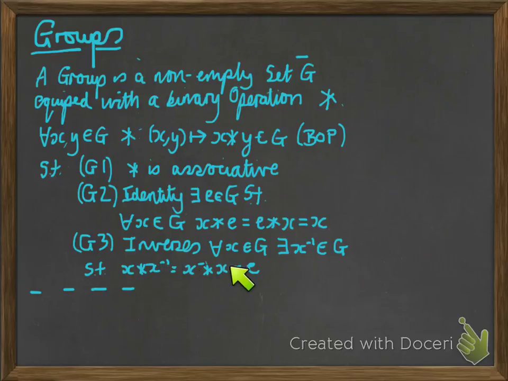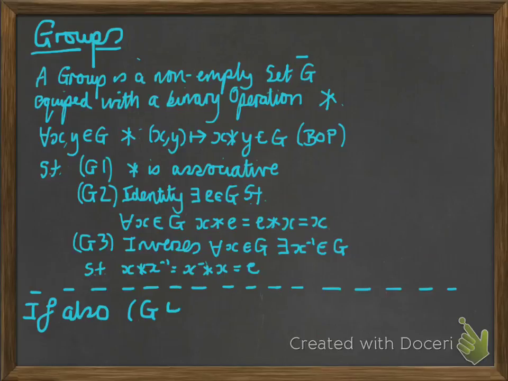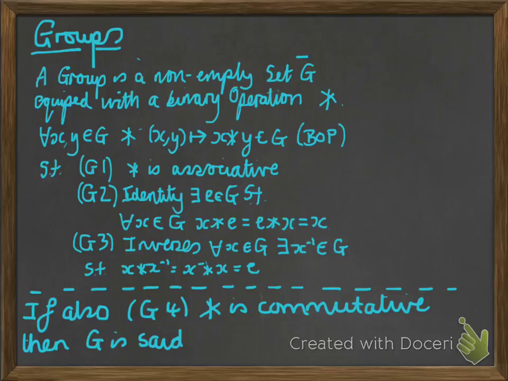Similarly, G3, inverses, just says that for all x in G, there exists an element x inverse such that x star x inverse equals x inverse star x equals e. So these are the only three things you need to be a group. And if G satisfies these three axioms along with BOP, then it is a group with a binary operation star. There's also another axiom that I'll mention briefly. If also G4, that star is commutative, then G is said to be an abelian group.